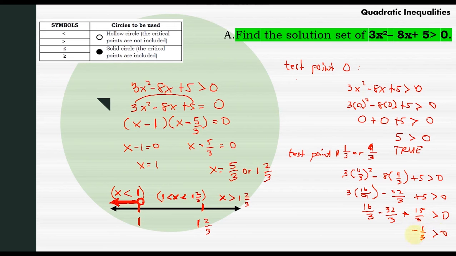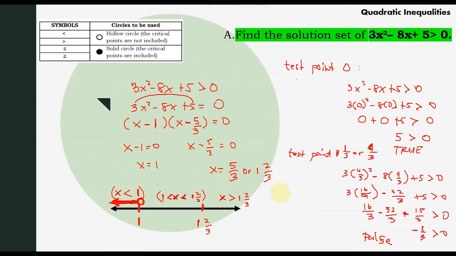And as you can see, this is not true. Since this is false, we're not going to put any line here. So this middle part of our number line is not a solution set of our inequality. So last is to test the right side of our inequality.